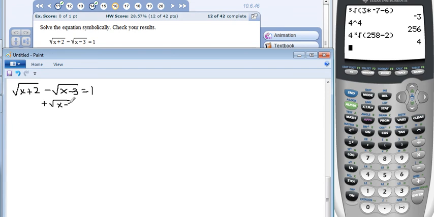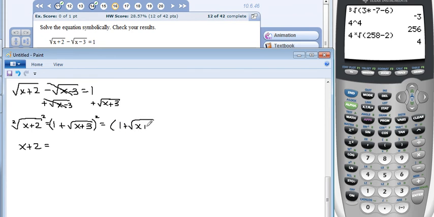But I think what I'm going to want to do again is get my radicals. I forgot to go up to the top of the page again. Oh well. I'm going to want to get my radicals on one on either side, so this is gone. So now I have the square root of x plus 2 is equal to 1 plus the square root of x plus 3. Square, square. Square root of a square is itself. And I'm going to rewrite this up here so I can save myself some room. That's what this means.